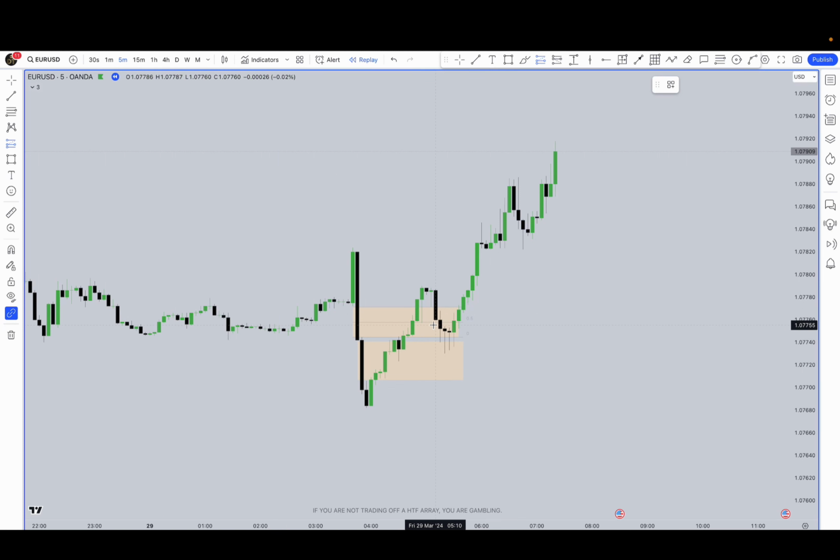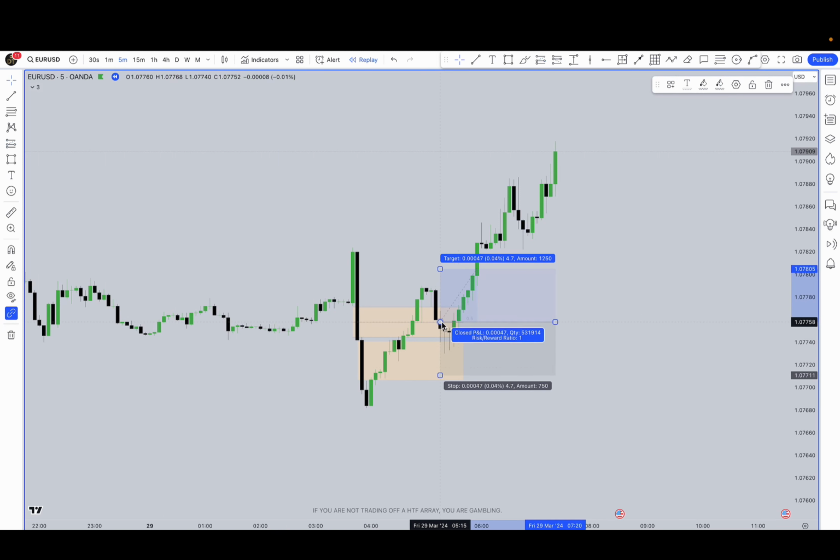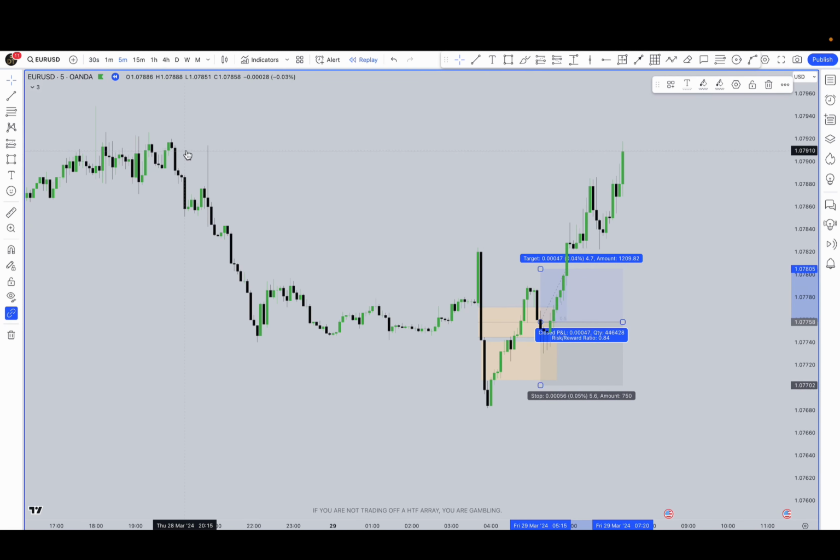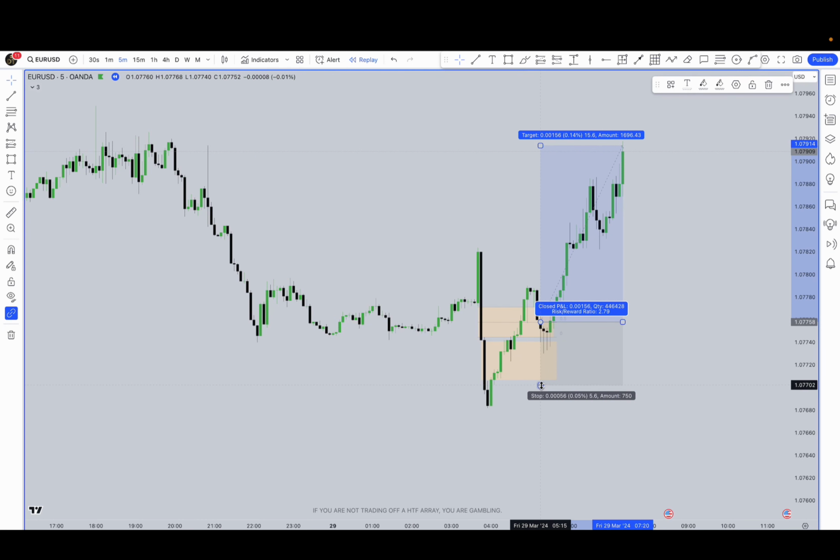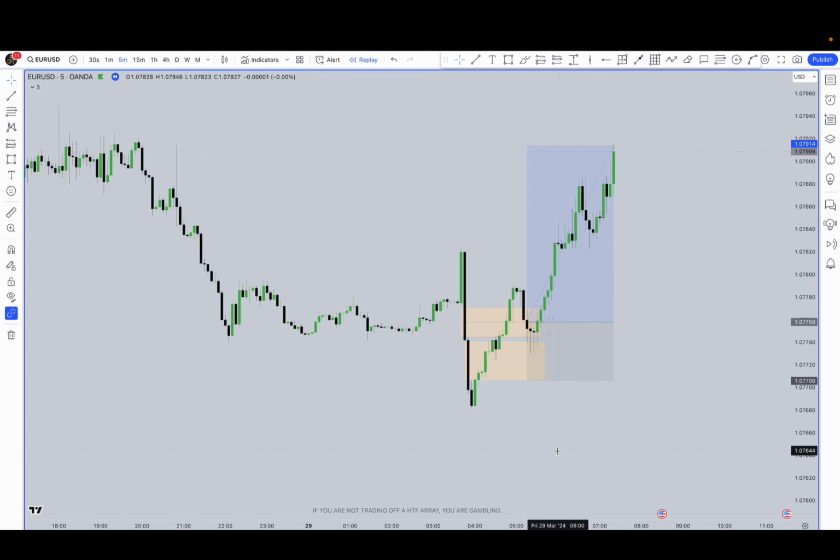So in this example, I would take an entry right here, and then my stop loss will be below here. Do we have targets? There is a clear swing high right here, this one. And if you want to target 1 to 3, this will be your setup.